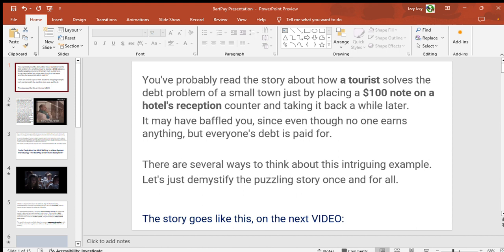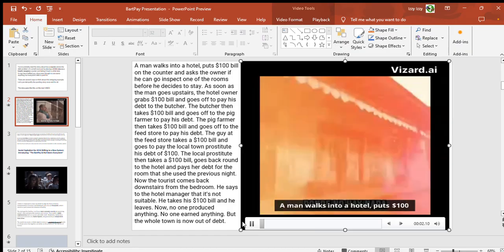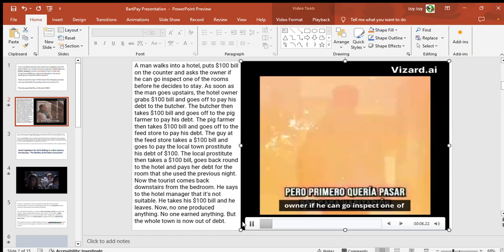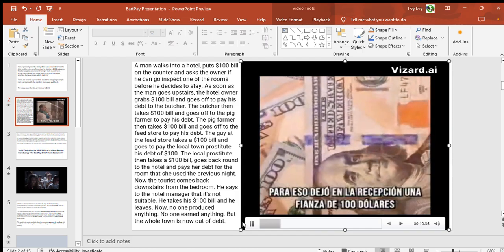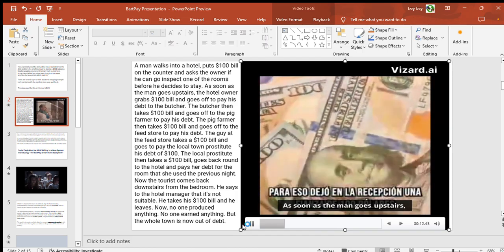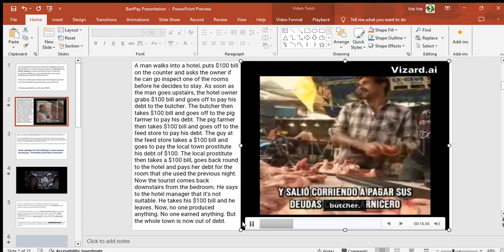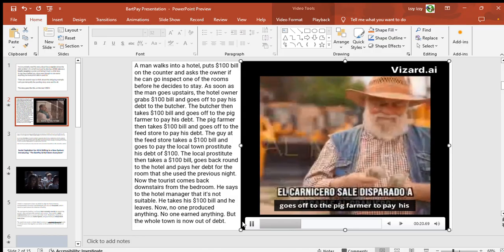The story goes like this. A man walks into a hotel, puts a $100 bill on the counter and asks the owner if he can inspect one of the rooms before he decides to stay. As soon as the man goes upstairs, the hotel owner grabs the $100 bill and goes off to pay his debt to the butcher. The butcher then takes the $100 bill and goes off to the pig farmer to pay his debt.